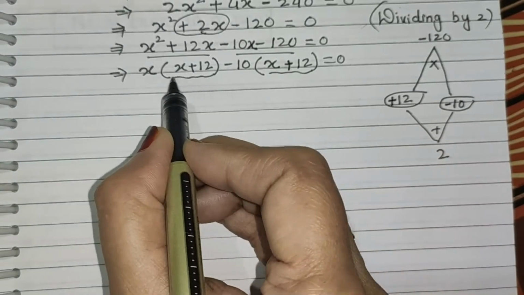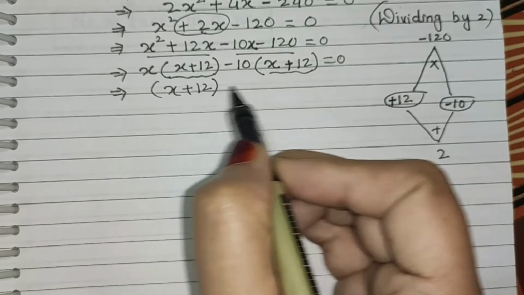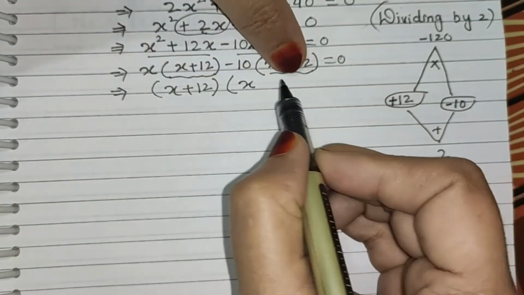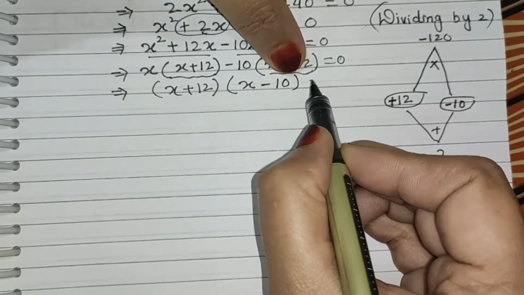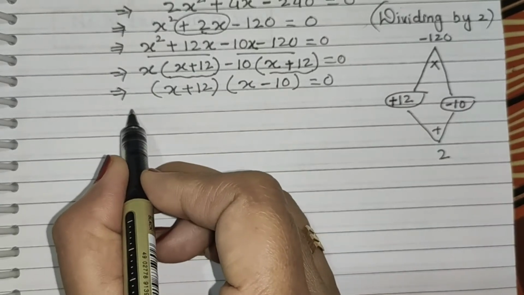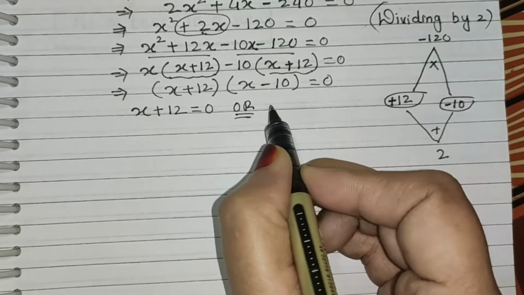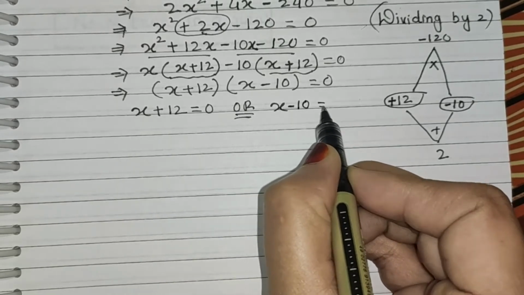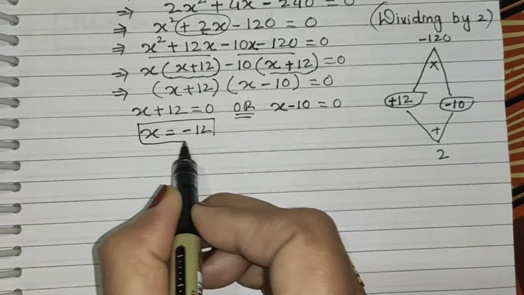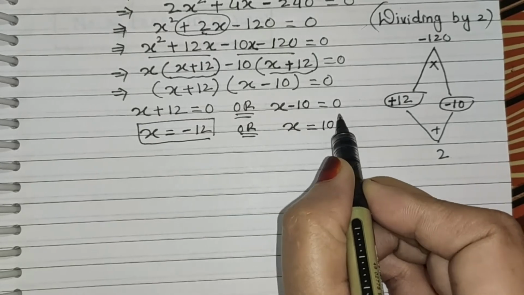Here brackets are common, take it outside, x plus 12. Now here x plus 12 is common, remaining one is x, here minus 10 is equal to 0. Now we get 2 brackets equal to 0. Either first bracket is equal to 0 or second one is equal to 0. Therefore we get value of x is equal to minus 12 or value of x is equal to 10.